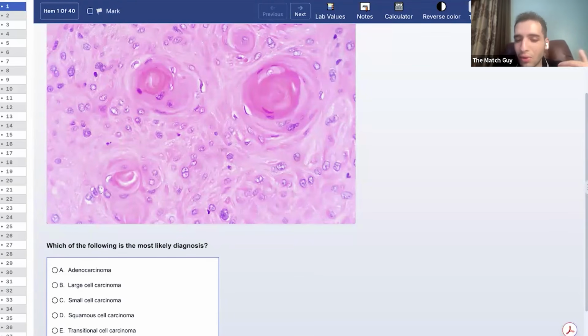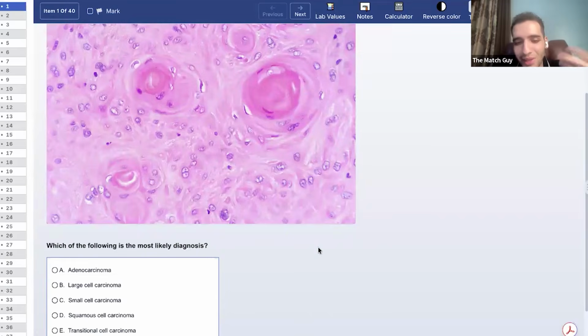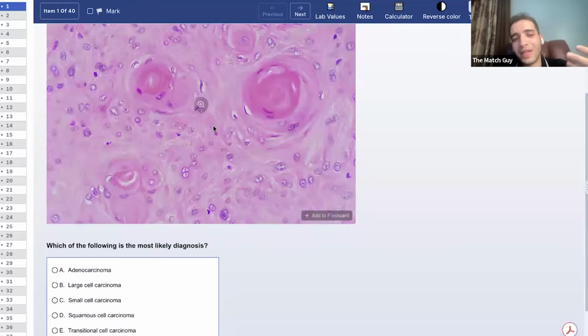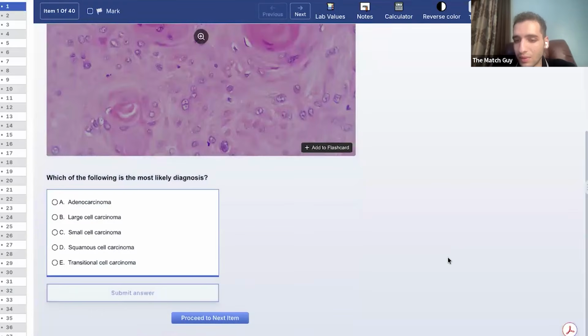Either some of you guys will already be identifying this type of lesion on the histology itself, or some of you guys will already know from the stem what type of lesion. So what do you think here?